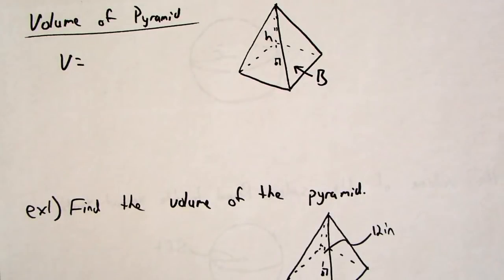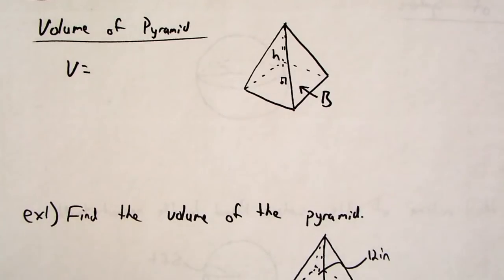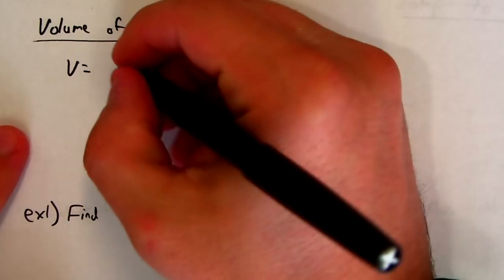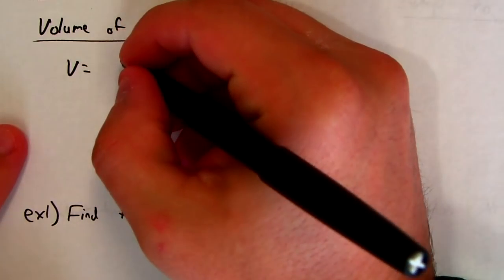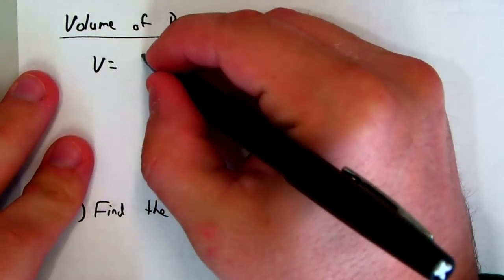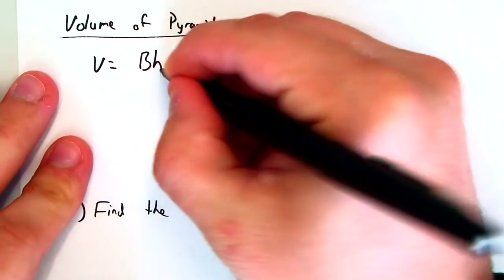All right, today we're going to be talking about Chapter 12, Lesson 7. This is all about volume of pyramids, cones, and spheres. So when it comes to the volume of a pyramid, the volume of a pyramid is going to be very similar to when we did the volume of a cylinder. It's going to be related to the area of the base and the height.